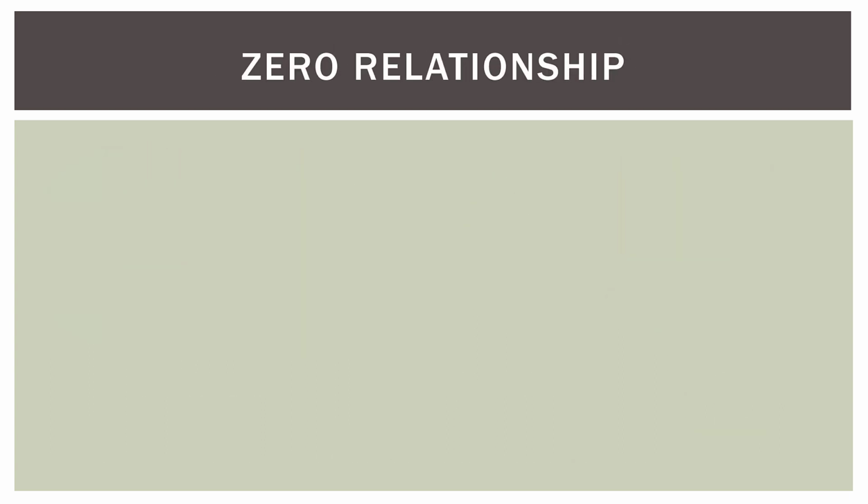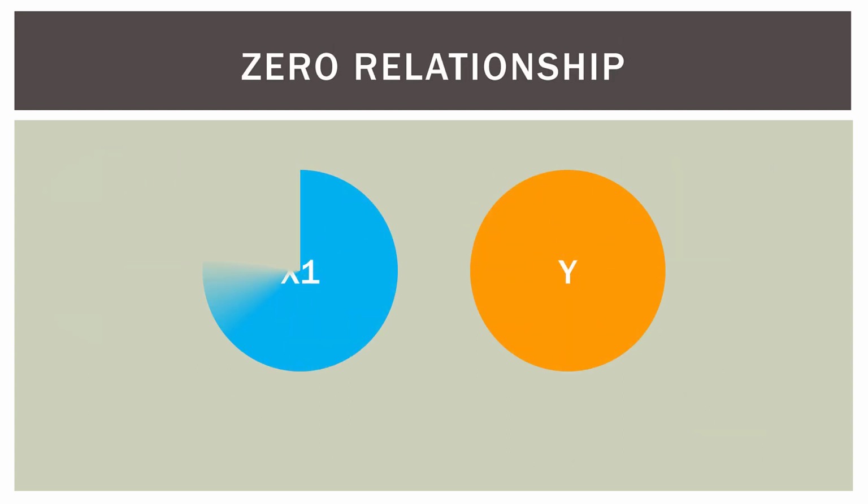Let's look at one extreme. Let's say we have our dependent variable y on the right, our independent variable x1 over on the left, and the R squared is 0. Unlikely to happen in most situations, but let's just say hypothetically it's 0. They do not overlap at all, they are completely separate. And of course, our R, our correlation, would also be 0. So this is one extreme.